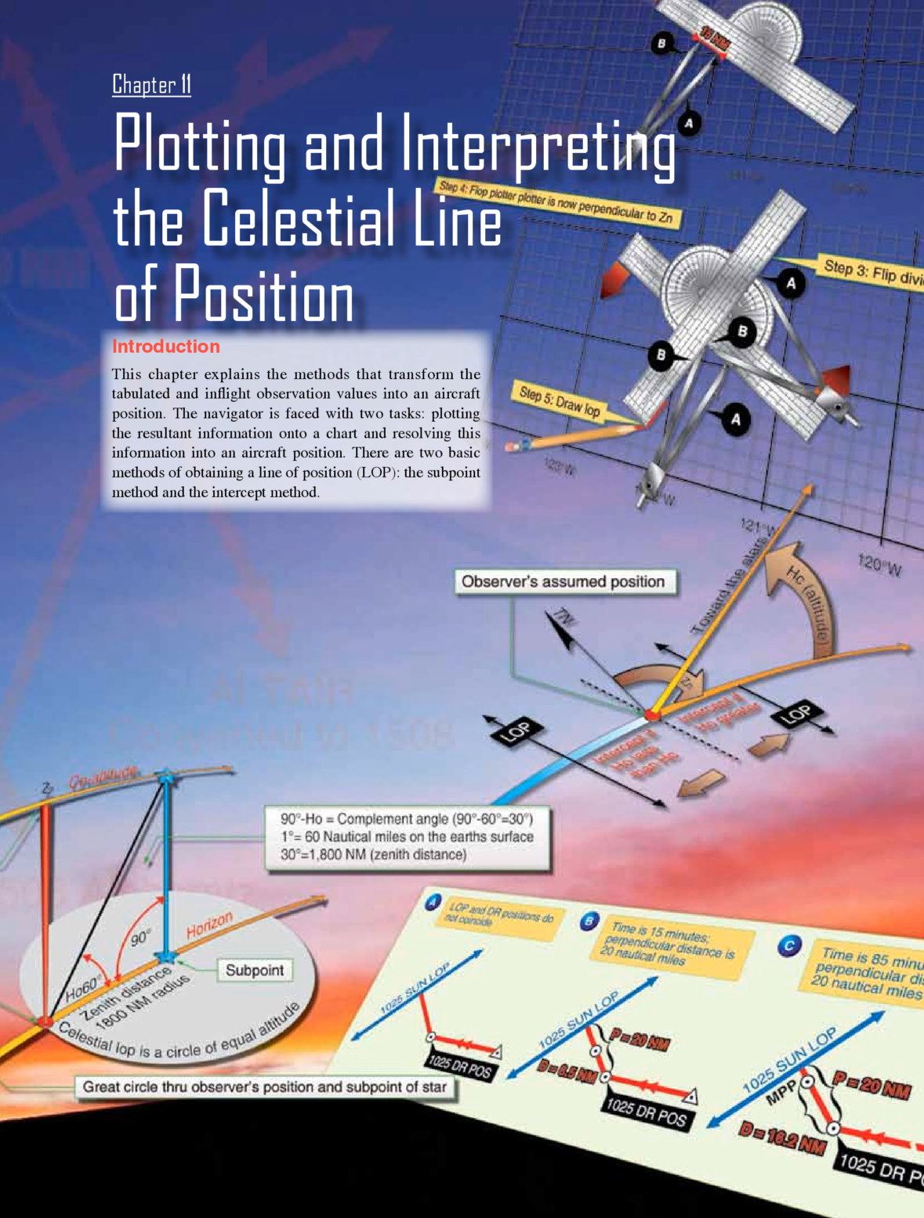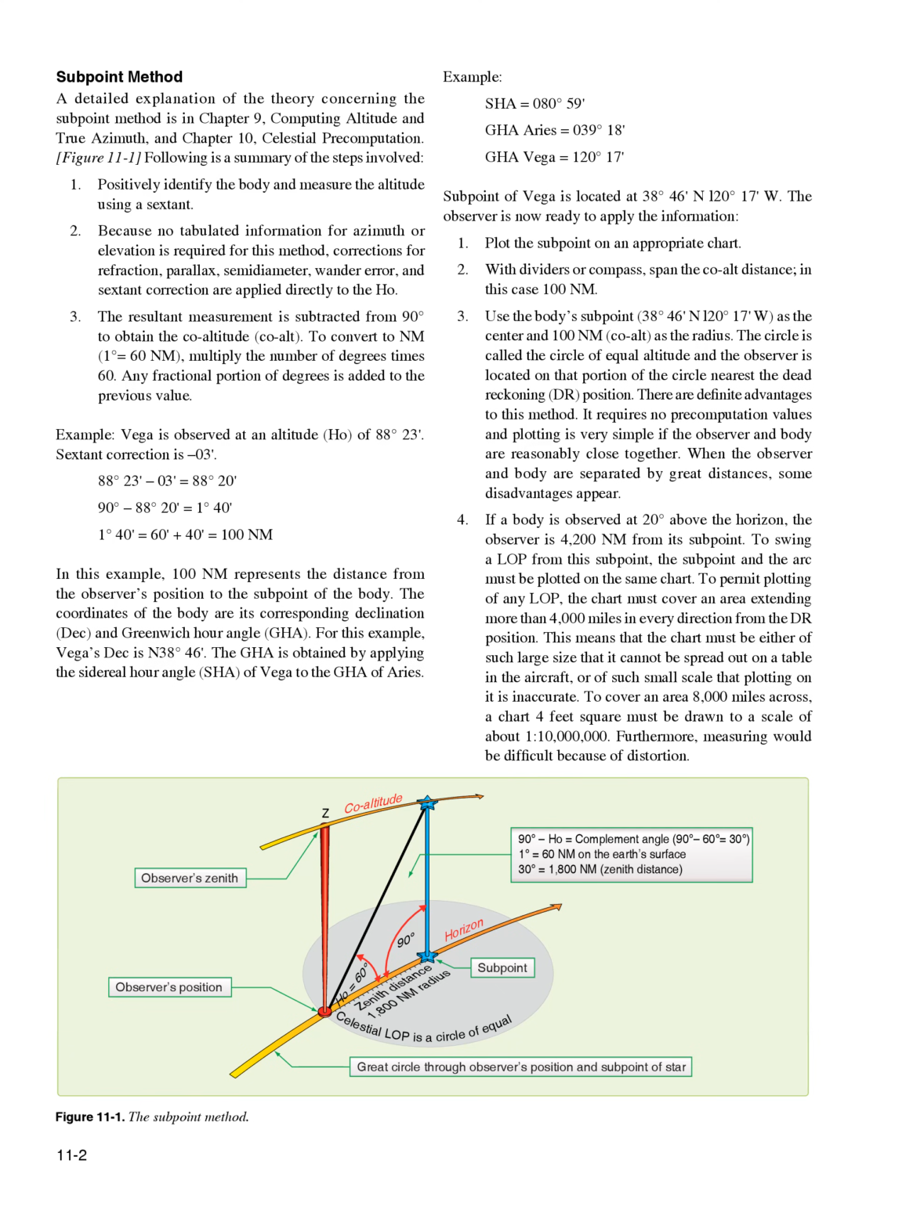Subpoint method. A detailed explanation of the theory concerning the subpoint method is in Chapter 9, Computing Altitude and True Azimuth, and Chapter 10, Celestial Precomputation. Figure 11.1 is a summary of the steps involved. 1. Positively identify the body and measure the altitude using a sextant. 2. Because no tabulated information for azimuth or elevation is required for this method, corrections for refraction, parallax, semidiameter, wander error, and sextant correction are applied directly to the HO.